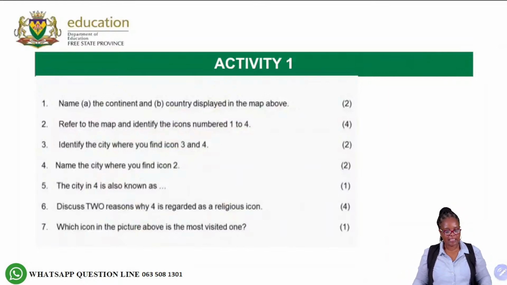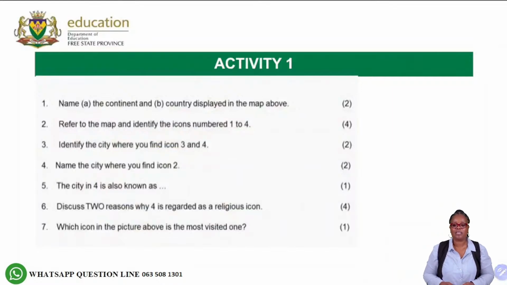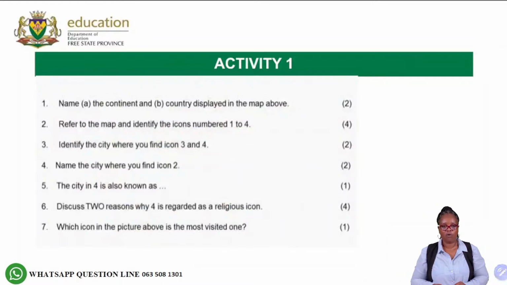Number 5. It says the city in 4. The city in 4, remember the city in 4, it is the Vatican City. Let me assist you with that. It's the Vatican City. The city in 4 is also known as what? The headquarters of the Roman Catholic Church. If you got that, you're still on the same page.